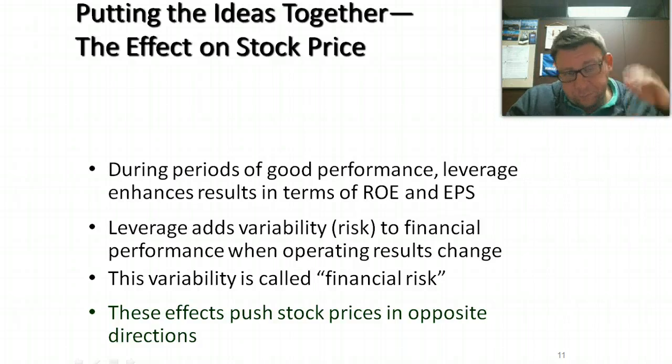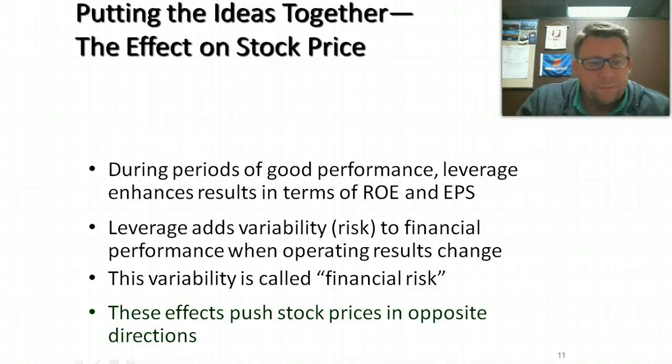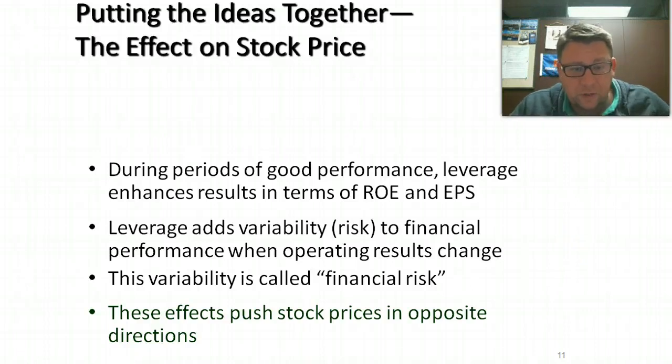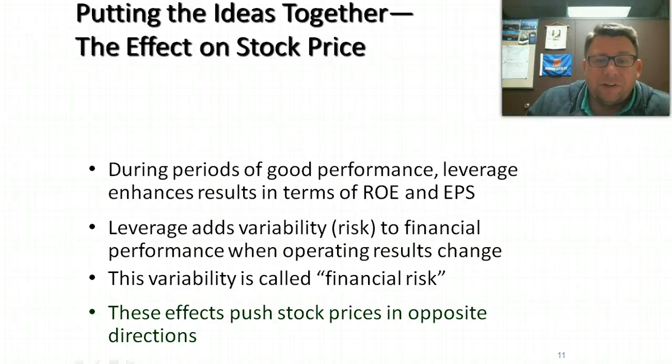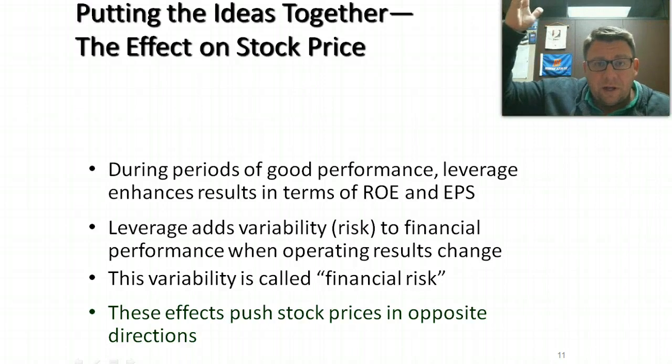Okay, putting the ideas together, how does it affect the stock price? During periods of good times, leverage enhances ROE and earnings per share, and that causes stock prices to go up. Leverage adds variability, which is risk. When our operating results change, we call this type of risk financial risk. And these effects could push stock prices in opposite directions. During good times, stock price is going up. During bad times, that risk can be pushing stock prices down.